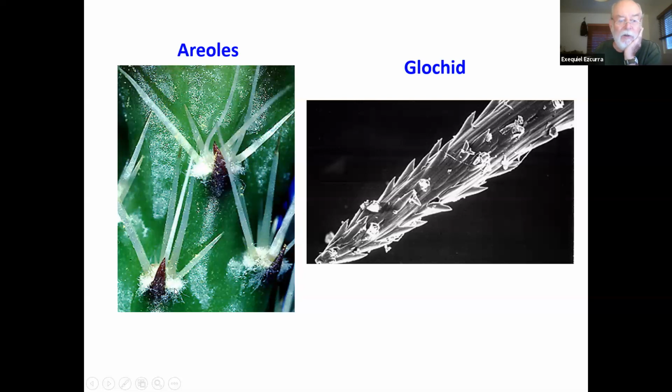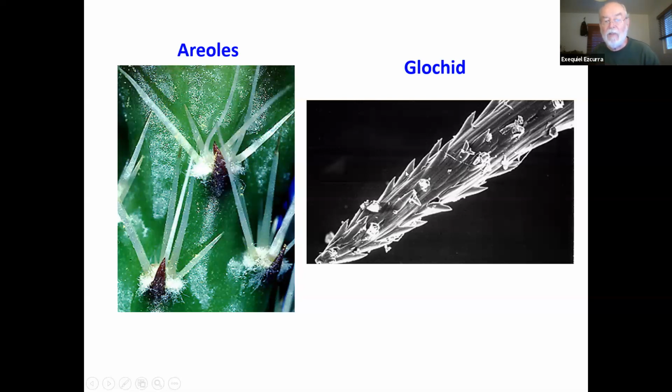But areoles very often have these powdery little structures here that look like velvet hairs, if you look at them. If you put them in the microscope, they have this structure here. They're known as glochids. You can see they're hairs with little retrorse, microscopic retrorse spines in the hair. And if you touch them, they get under your skin.